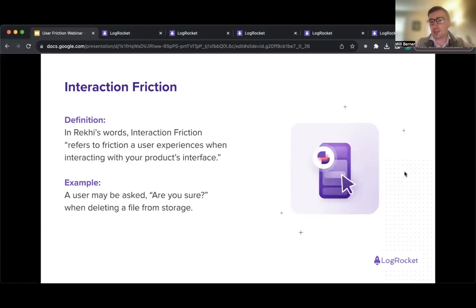And then finally, interaction friction. This is the most straightforward, the one that people tend to think of the most, which is basically the friction a user experiences when they're interacting with your interface. So that can be those things that I mentioned before, like, are there too many steps? Is the flow complicated or is it easy to follow? One example of this would be some kind of confirmation message where, if you're looking to, for example, delete a file from storage, there might be an additional interaction thrown in the way that says, are you sure you want to do this? And obviously that's serving a purpose, but it is interaction friction in one way or another.